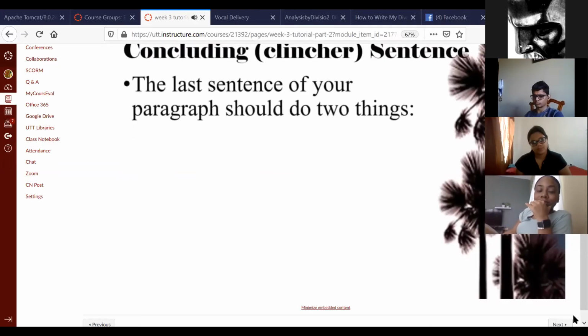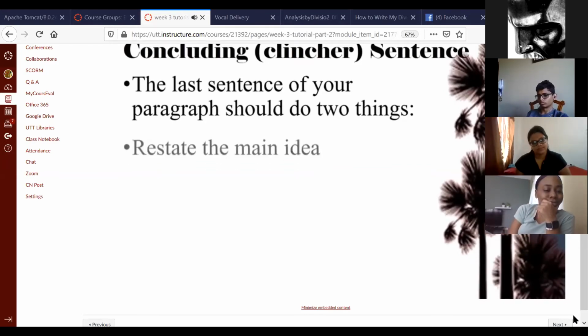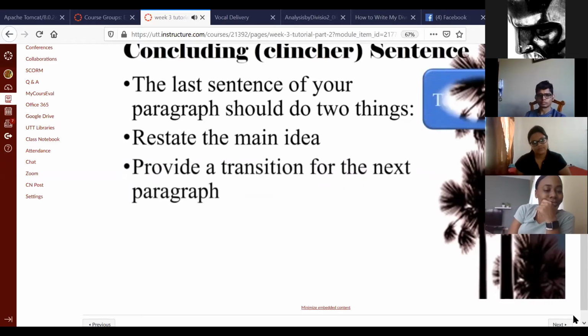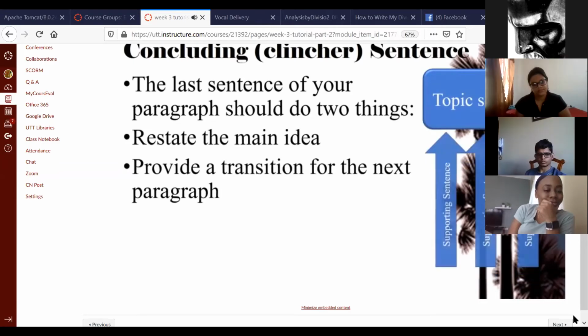The last sentence is your concluding or clincher sentence, and it should do 2 things. Restate the main idea, and provide a transition for the next paragraph.